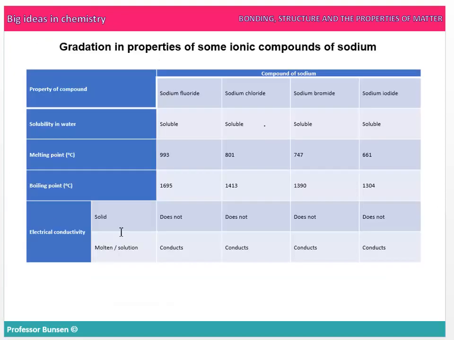Finally, I have the general properties of some examples of ionic compounds of sodium, beginning from sodium fluoride to sodium iodide, where we can talk about the melting points and the electrical conductivity in solid, molten, or solution form. And that brings me to the end of this summary, and I hope you are improving in your academics.